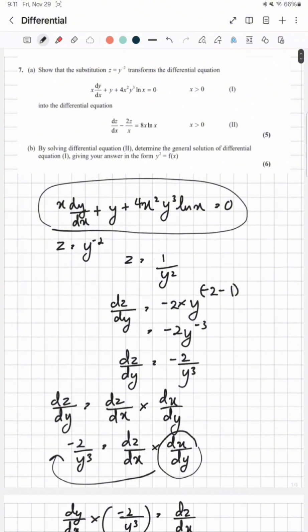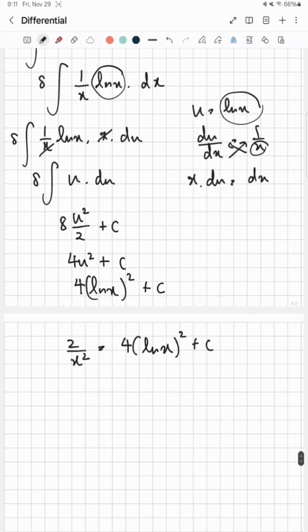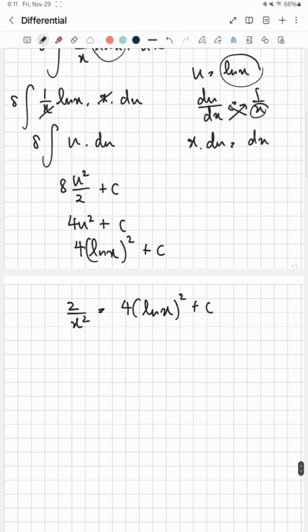Now they've asked us to give the answer as y squared equals f(x). So we'll have to plug y to the power minus 2 back in. We have this in terms of z, so we'll have to change it. We know z equals 1 over y squared. So you can write 1 over y squared, and let me multiply everything with x squared now.